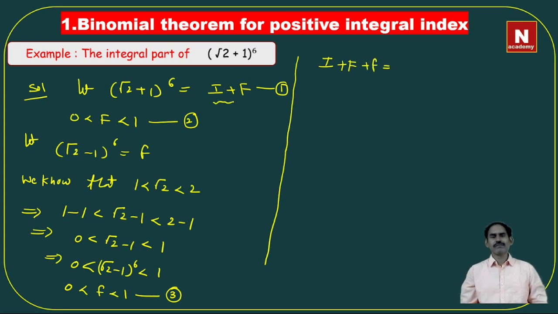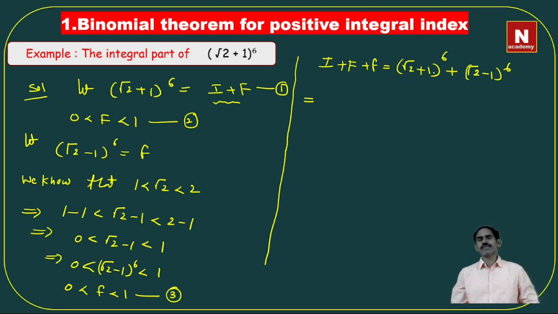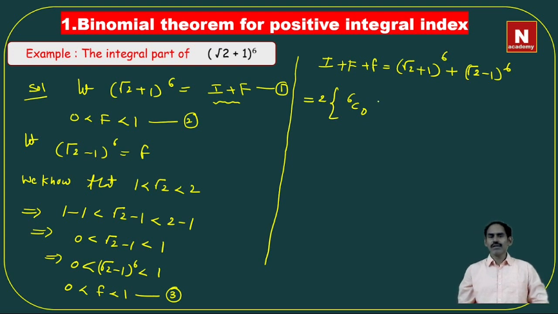What is I plus f? (Root 2 plus 1) whole power 6. What is small f? (Root 2 minus 1) whole power 6. Simplify this. Expand by using previous discussion: (x plus a) whole power n plus (x minus a) whole power n, here n is 6. Here n is even, so if it is plus, we will have 2 into the remaining terms, the even suffixes 0, 2, 4, 6. Here root 2 whole power 6 minus 0, 6.